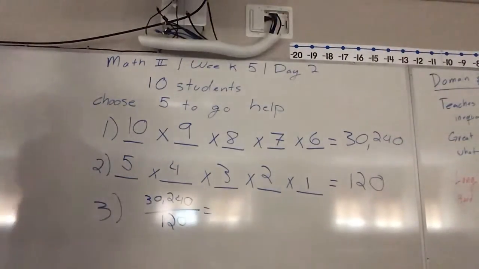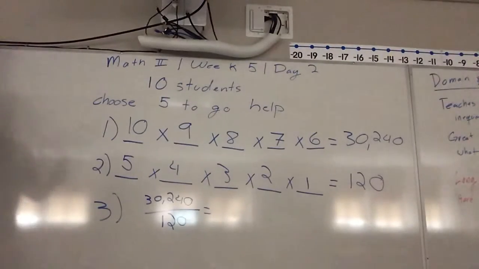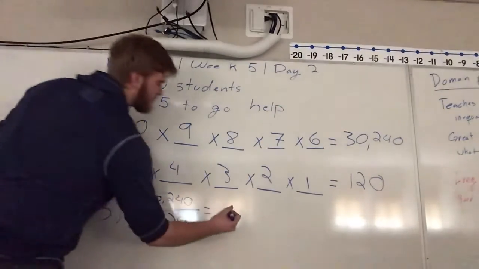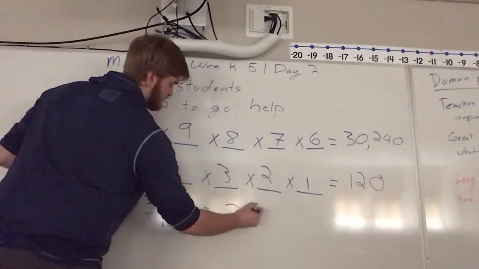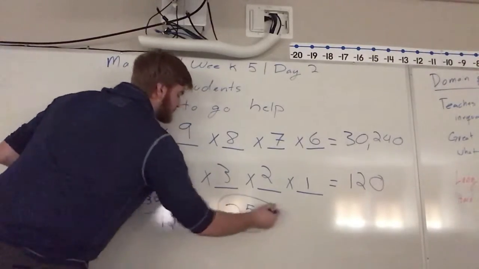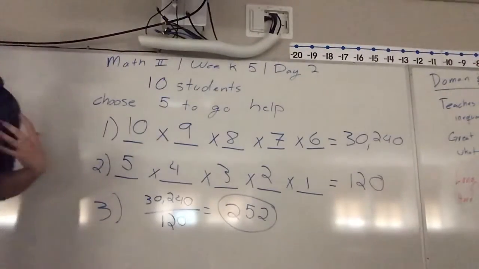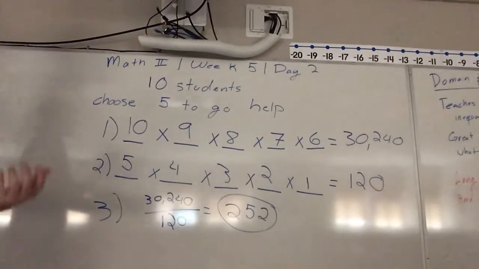And when we do that, it's going to take away all but that one unique group for each one that we need. So 30,240 divided by 120 is 252. And that is going to be our answer. So that's how many unique groups I can actually choose, where it doesn't matter if I choose one first or fifth, it's just the unique groups that there are.